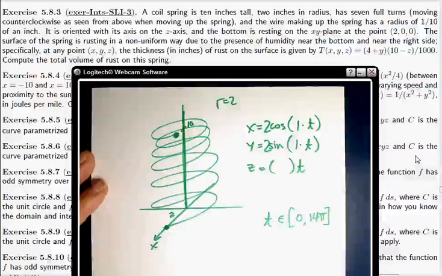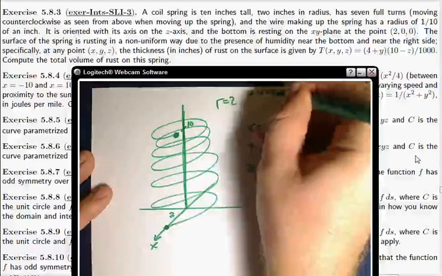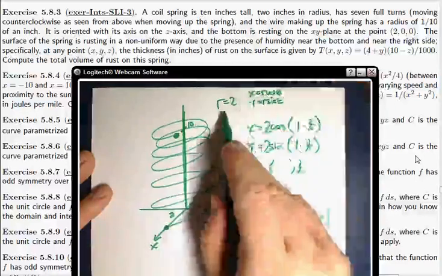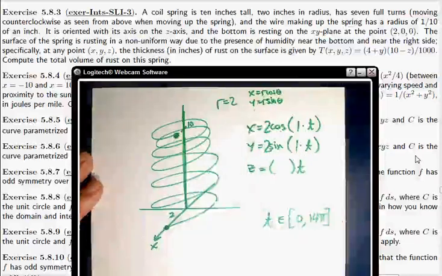Right? And if you take this r equals 2 and plug that into x equals r cosine theta and y equals r sine theta, well, if r is 2, then you get 2 cosine theta and 2 sine theta. Does that make sense? Okay.